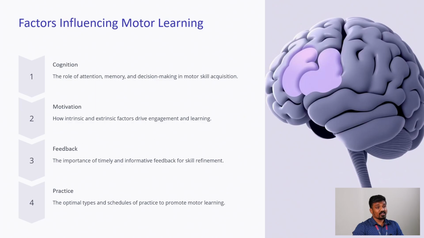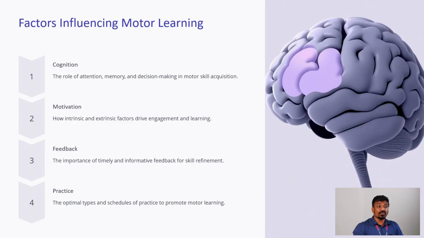Coming to feedback. Feedback is essential for refining motor skills, whether it's positive feedback that reinforces correct performance or corrective feedback that helps an individual improve. Timely and specific feedback accelerates the learning process. Athletes rely on feedback from coaches, of course, the peers, and even technology to enhance their techniques.